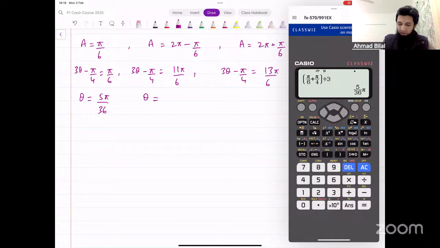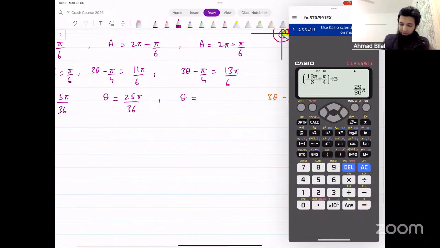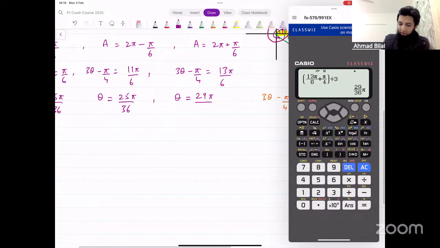And the second one, this is now 11 pi over 6 plus pi over 4 divided by 3. And that is 25 pi over 36. That's another possible value of theta. Then in place of 11, now we have 13. So that's 29 pi over 36. That's another possible value of theta.